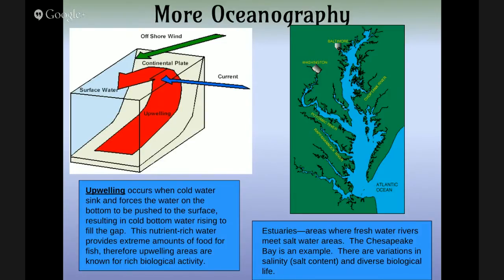Looking at this map on the right, this is a map of our beautiful Chesapeake Bay. Chesapeake Bay is an estuary. An estuary is where freshwater rivers meet saltwater areas. The Chesapeake Bay is an example of this. There are variations in salinity, which is salt content, and diverse biological activity.